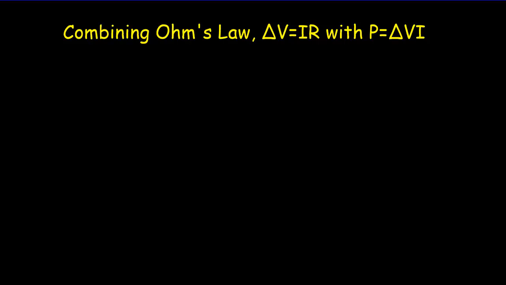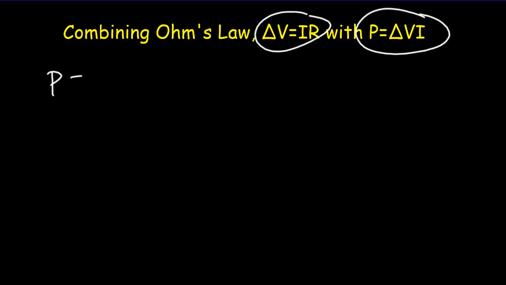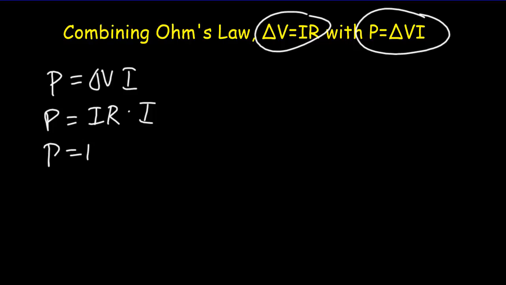We can also combine our equation for power with Ohm's Law so that we can obtain other expressions for the power. So for instance, we know power is delta V times I. But by Ohm's Law, delta V is equal to I times R. So we get a second expression for power in terms of the current and the resistance of the device that we're talking about.